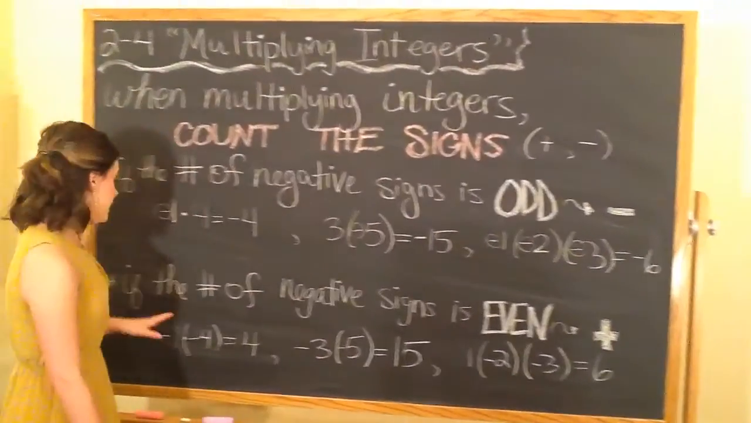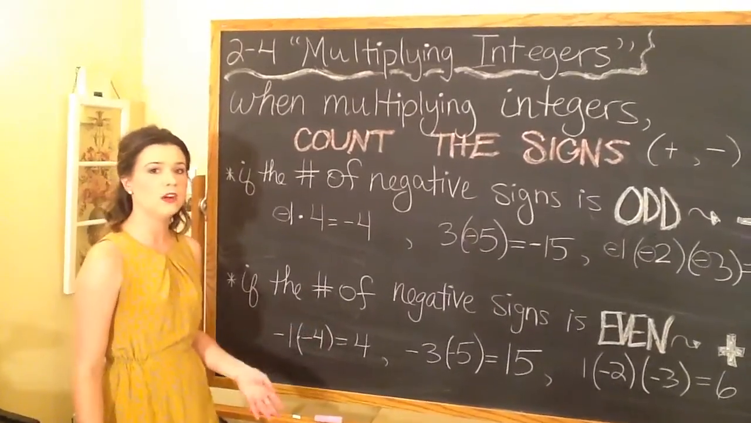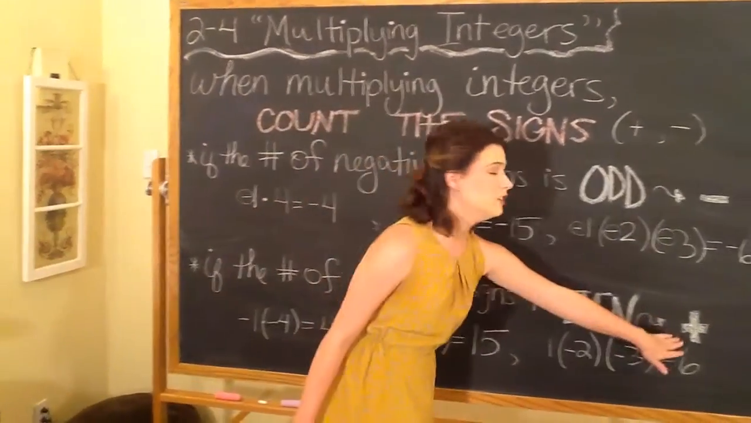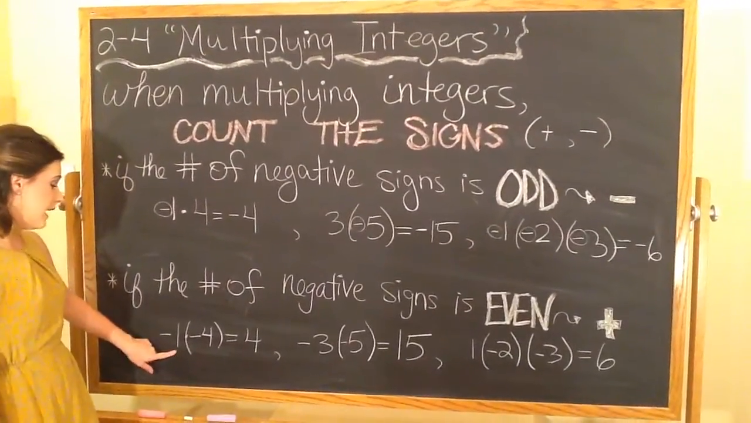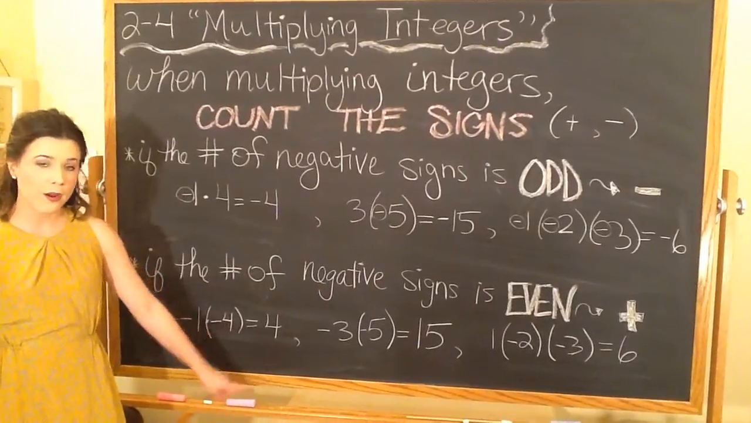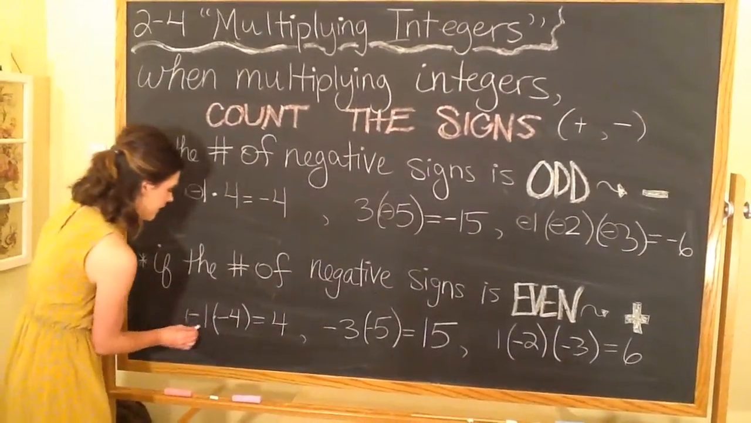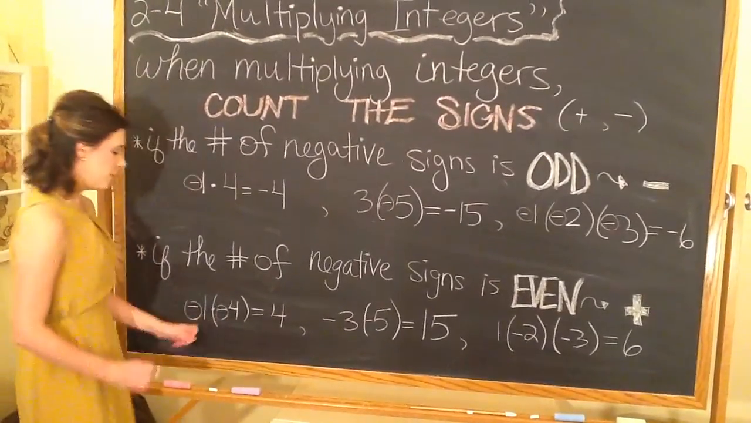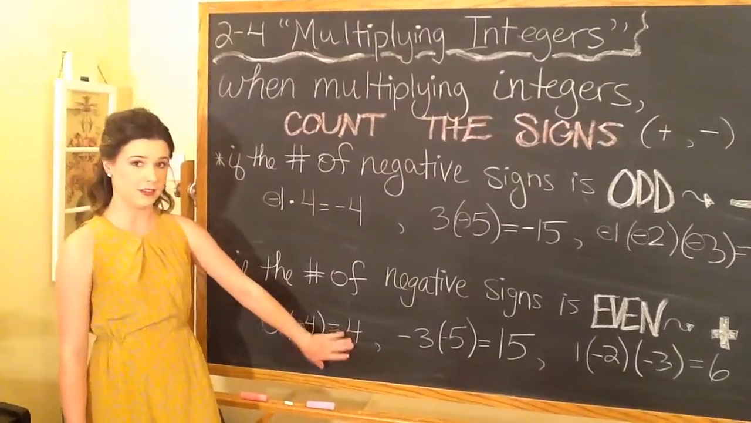Alright, now if the number of negative signs is even, so if it's a number like 2, 4, 6, 8, your answer is going to be positive. So, for example, if I did negative 1 times negative 4, my answer is going to be 4. Because I multiplied 1 times 4 and I got 4, and then I counted up my negative signs, I have 1, 2. So since I have 2 and 2 is an even number, our answer is going to be positive.